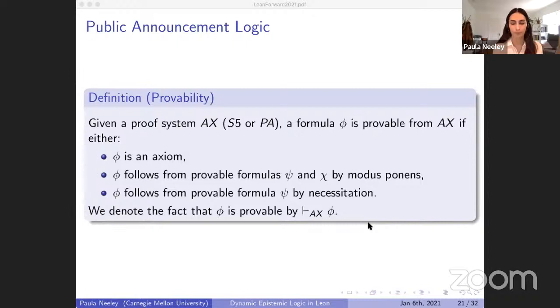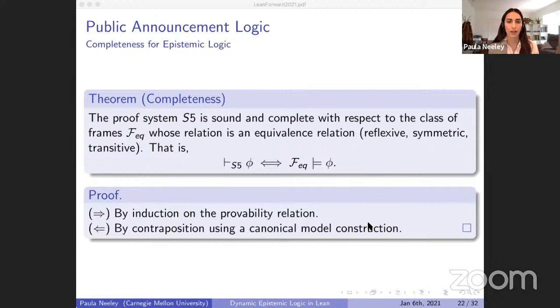Okay, with these definitions in hand, we can start to think about soundness and completeness. As a reminder, soundness means that if you can prove it in the proof system, then it's valid or true. And completeness means that all true statements are provable in the proof system. We have that the proof system S5 is sound and complete with respect to the class of frames whose relation is an equivalence relation, or in this case, reflexive, symmetric, and transitive. The proof of soundness is by induction on the provability relation. For the other direction, completeness, the proof is by contraposition using a canonical model construction. This is pretty standard.